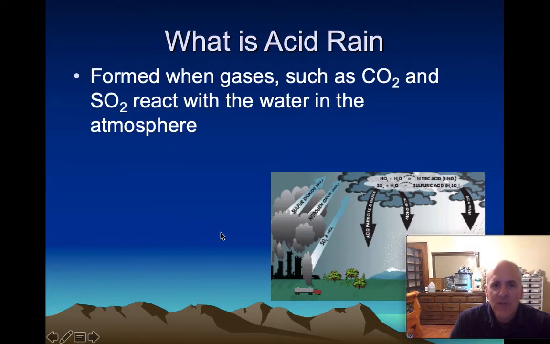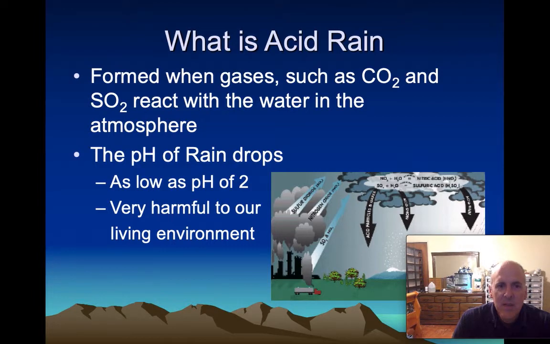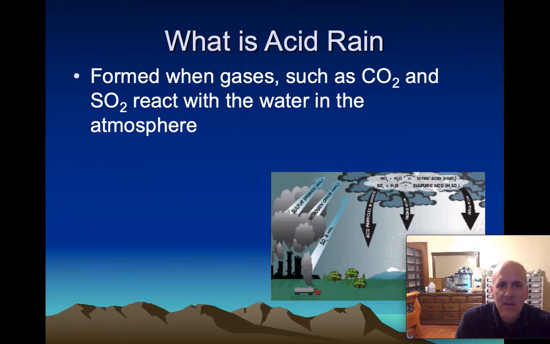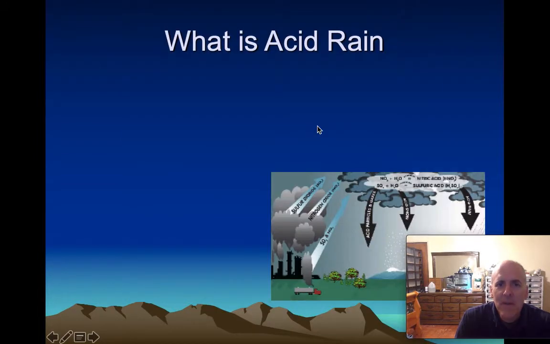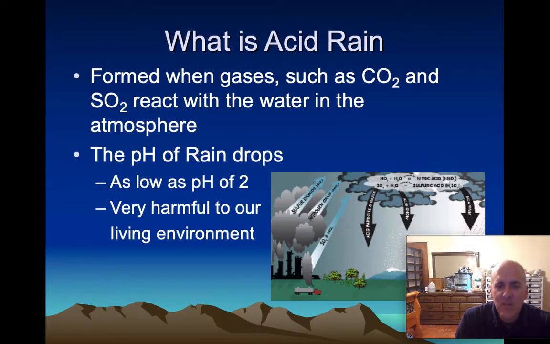So what is acid rain? Acid rain forms when gases such as carbon dioxide and sulfur dioxide react with the water in the atmosphere. The pH of raindrops is as low as pH 2, which is very harmful to the living environment. But if you think about it, 2 is lemon juice. You could take a bath in lemon juice. It might sting a little bit, but it wouldn't kill you. Your skin wouldn't melt. So it's not dangerous immediately, but it is very bad for the environment. The pH of 2 is very, very acidic rain.